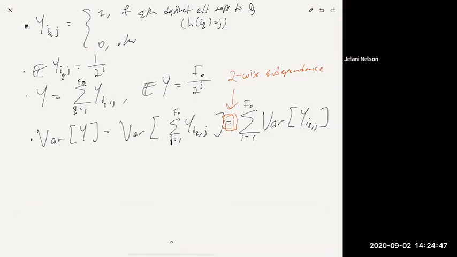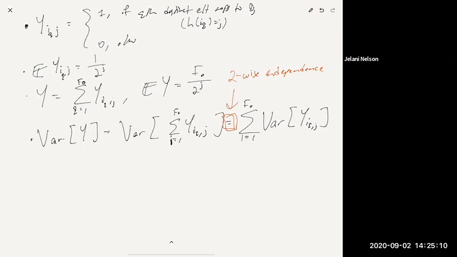Linearity of expectation always holds. It doesn't require independence of the underlying random variables. The expectation of the sum is always the sum of the expectations. That is not true for variance. The variance of the sum is not always equal to the sum of the variances, but it is true when you have pairwise independent random variables.